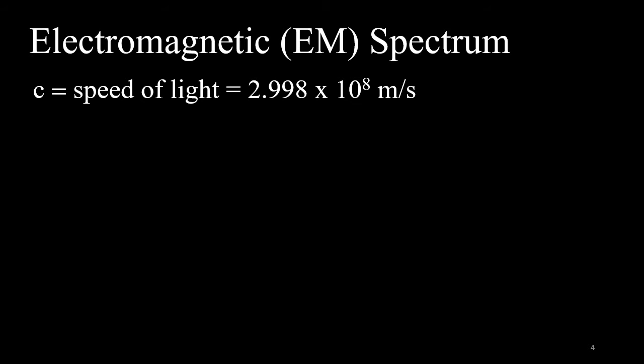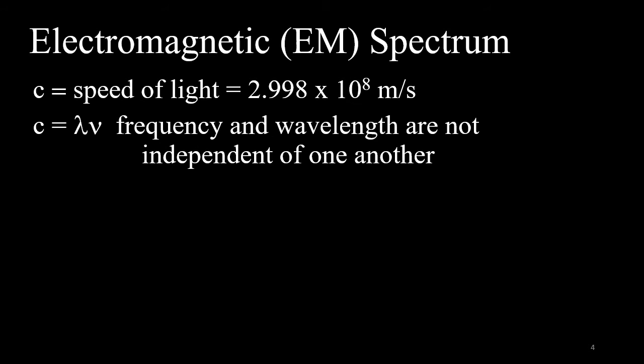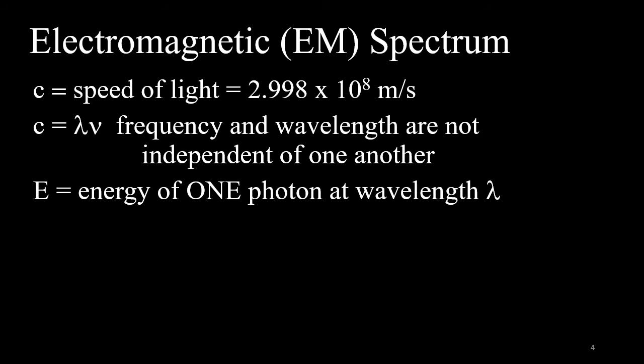There are also various equations and formulas on your constants and formulas sheet. So these are all on the sheet. I'm just going over them quickly to point them out. C stands for the speed of light. That's a constant. And c equals lambda times nu, frequency times wavelength. These two values are not independent of one another. If you know one, you know the other, because their product equals the speed of light.